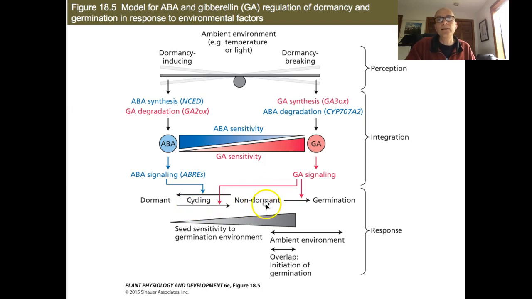But at some point, when the non-dormant part wins out, that is when gibberellic acid then also can lead to germination. So over time, the seed sensitivity to germination environment becomes greater and greater. So at some point, the seed will simply be ready to germinate. And so just a little bit of ambient environmental changes will be enough then to germinate the seed. And then you have the initiation of the germination process. And so these two compounds, these two hormones are very important in that. And we'll talk about the signaling aspects of that as well.